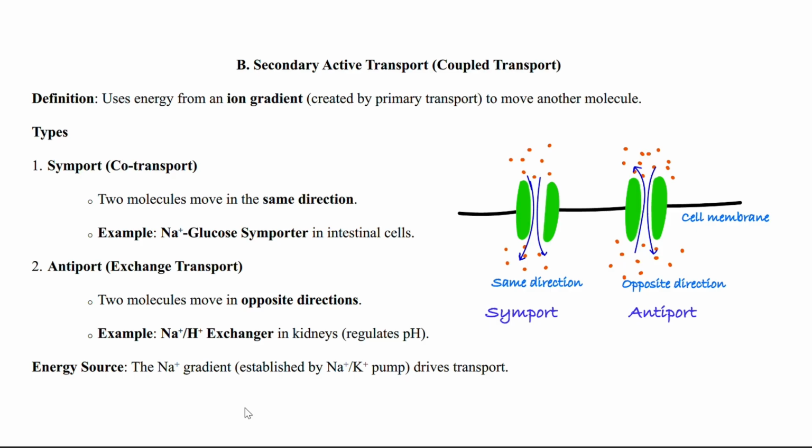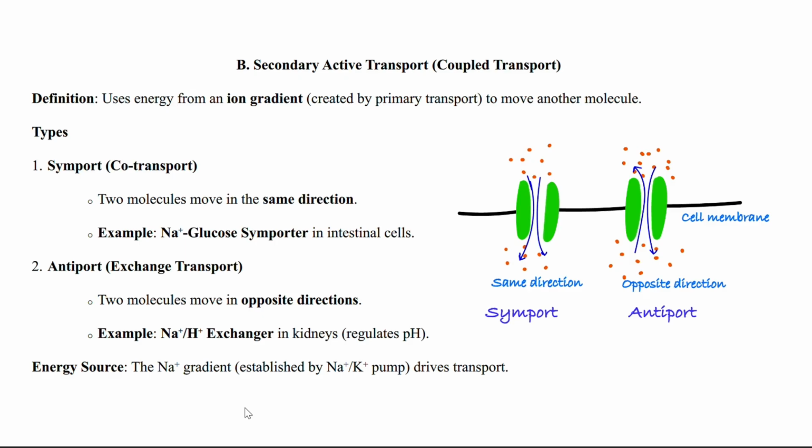In contrast, antiport or exchange transport involves two molecules moving in opposite directions. A classic case is the sodium hydrogen exchanger found in the kidney cells. Sodium moves into the cell down its gradient while hydrogen ions are pushed out, helping to regulate the blood pH by removing excess acidity. In both cases, the key energy source is not ATP directly, but rather the sodium ion gradient that was set up by the ATP powered sodium potassium pump.